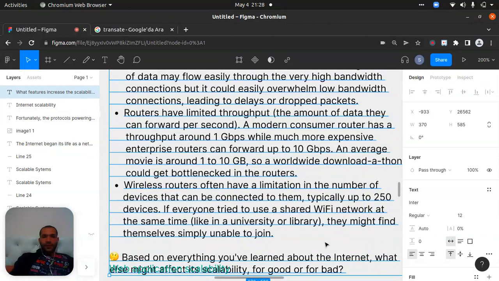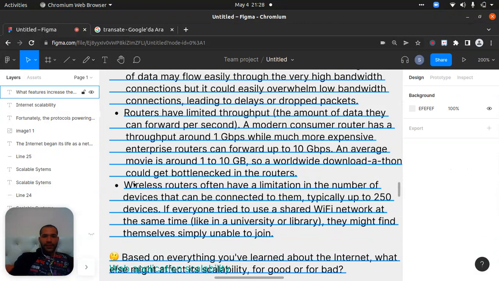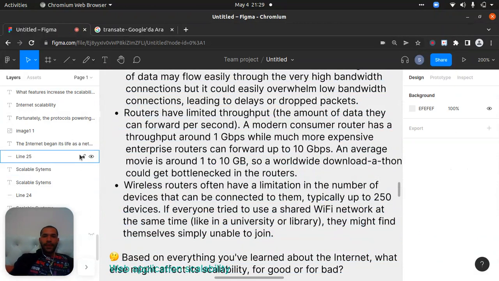Wireless routers often have a limit on the number of devices that can be connected to them, typically up to 250 devices. If everyone tried to use a shared Wi-Fi network at the same time, like in a university or library, they might find themselves simply unable to join. So after 250, you cannot join.